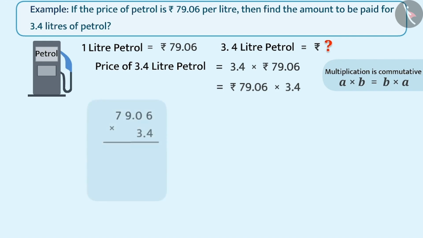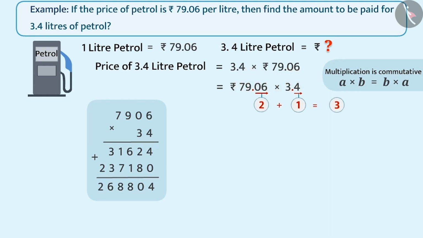To find the product, first we will ignore the decimal points of 79.06 and 3.4 and we will perform multiplication similar to whole numbers. That means we will find the product of 7,906 and 34. This multiplication can be done in the following way. The answer will be 2,68,804.